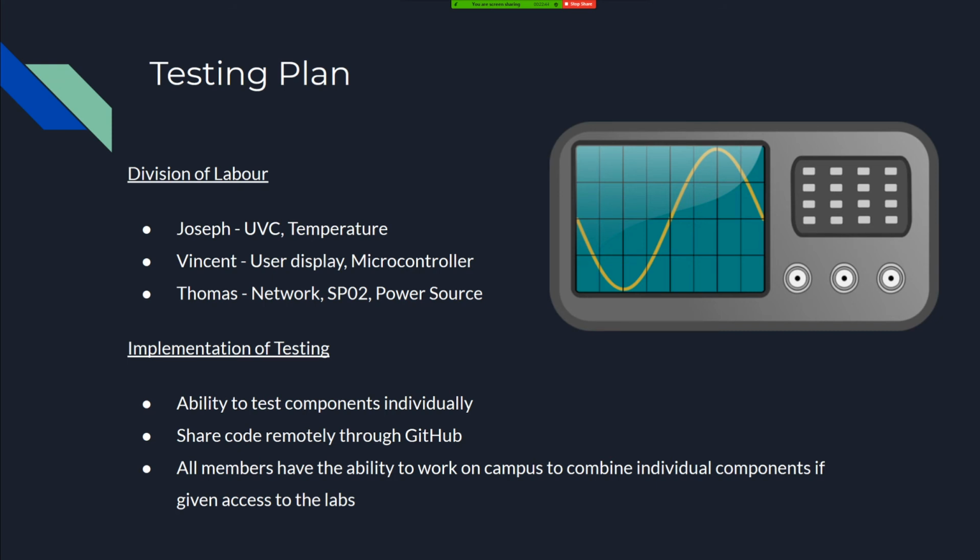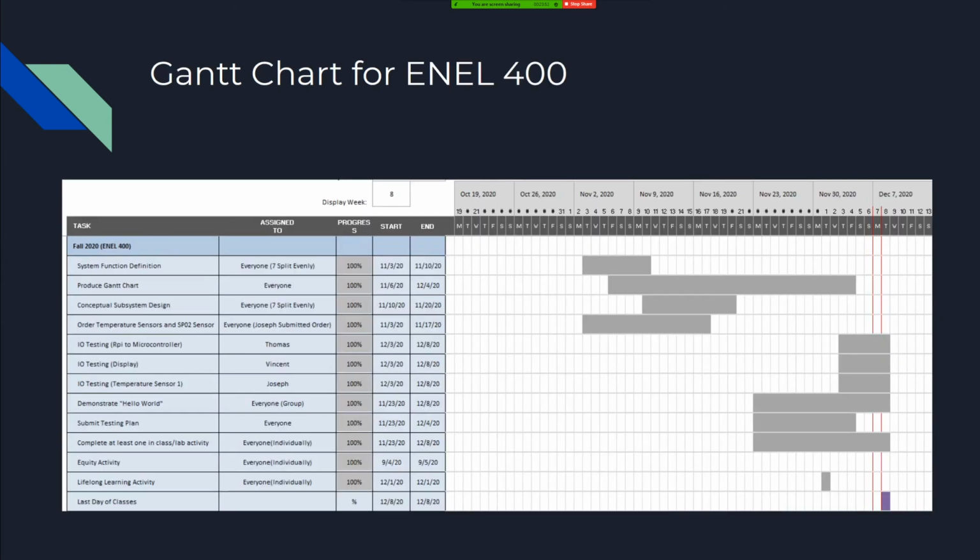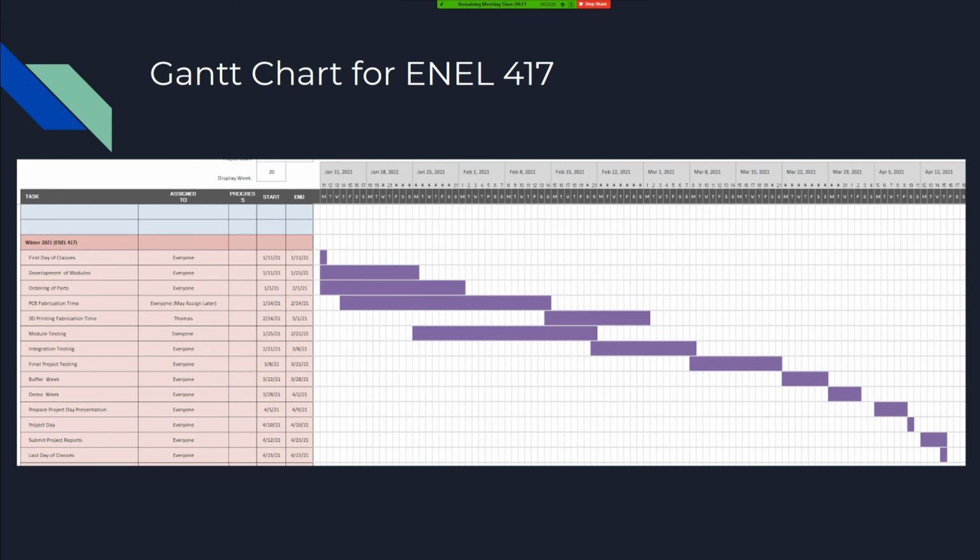So this is our Gantt chart for ENEL400. As you can see, the last day of classes is December 8th. For all of our activities, we have 100% completed them for ENEL400. This is our Gantt chart for ENEL417. It outlines the major activities that will be going on throughout the semester, with classes starting on January 1st and ending on April 15th. The important dates for this Gantt chart are outlined on the next slide.